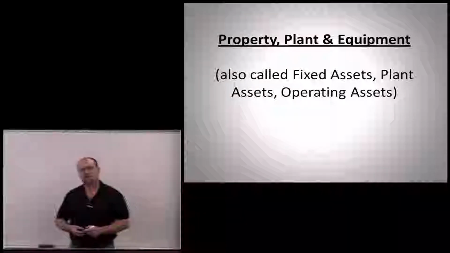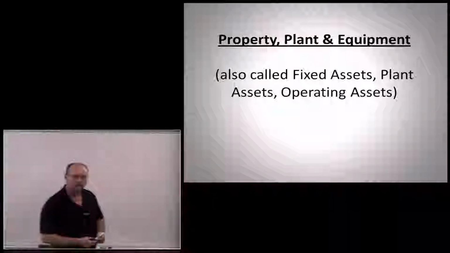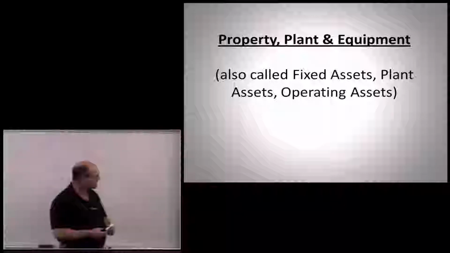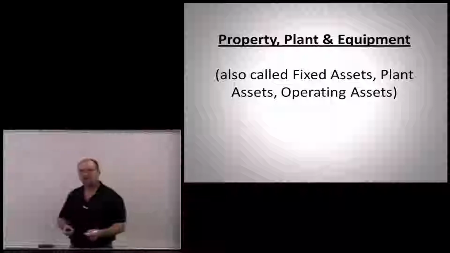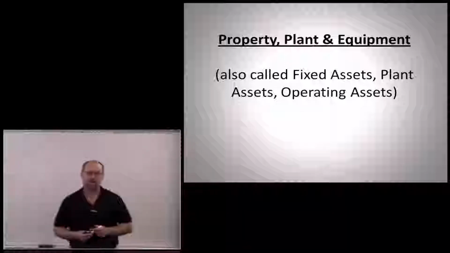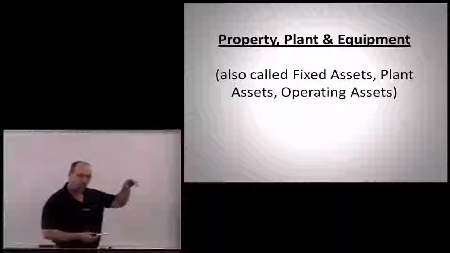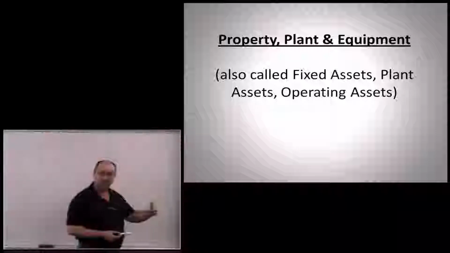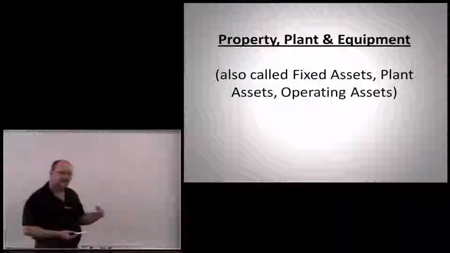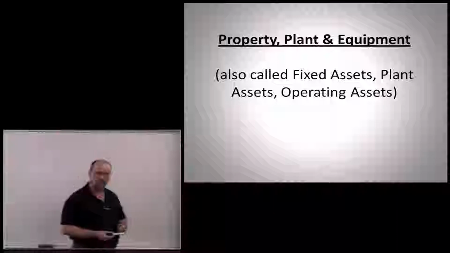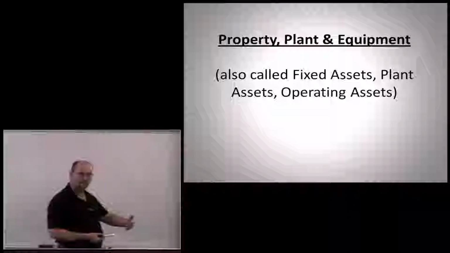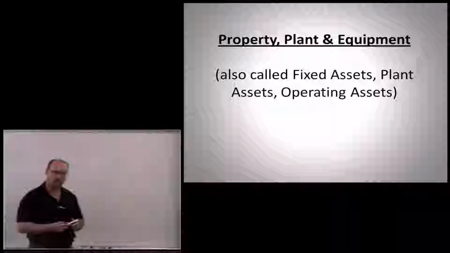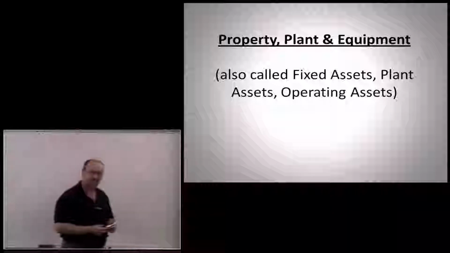Okay, today we are going to talk about property, plant, and equipment, also called fixed assets, plant assets, operating assets, and these are non-current assets. Think about your classified balance sheet. Current assets will either convert to cash or get used up within 1 year or less. Non-current assets, such as property, plant, and equipment, will take longer than a year to either convert to cash or get used up. We have three primary categories in non-current assets.